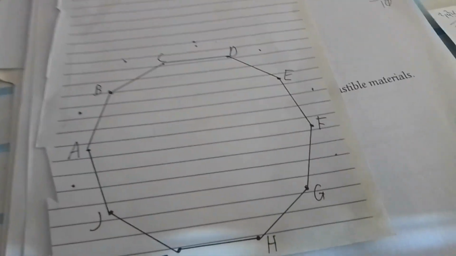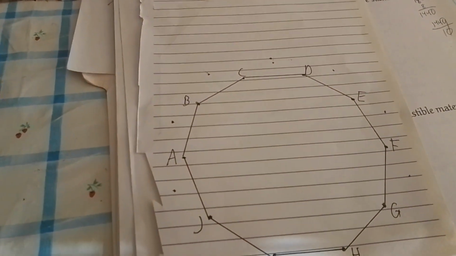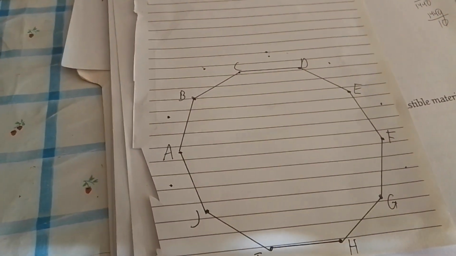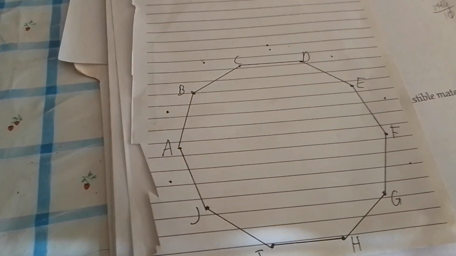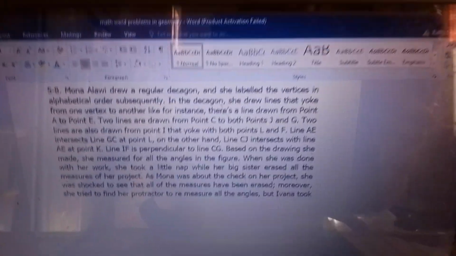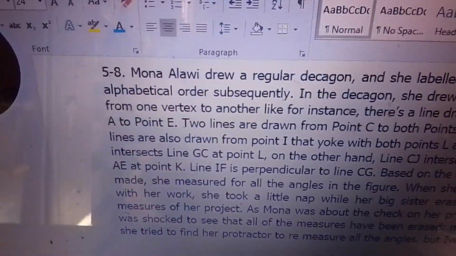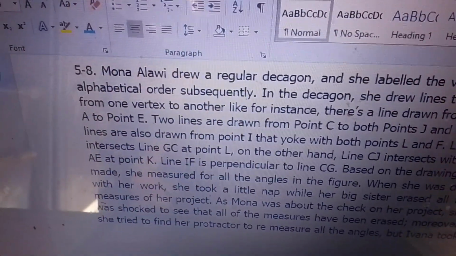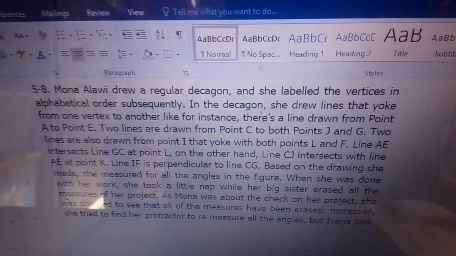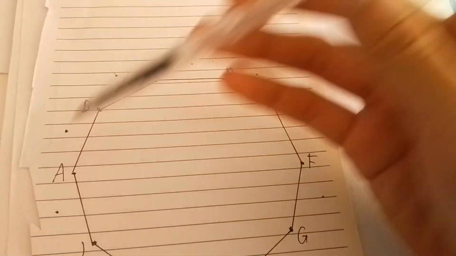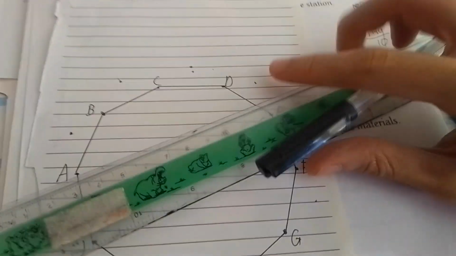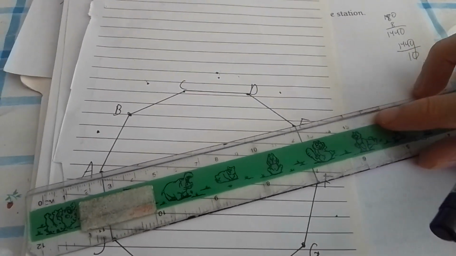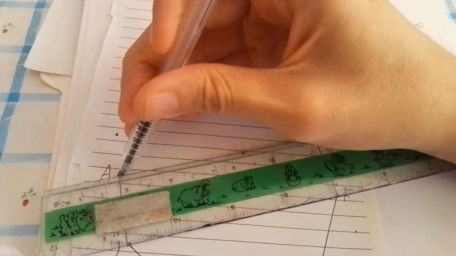Okay? Now, here's the part. Oh, by the way, you thought that decagon was just bare, but there's a problem that will be shown later. So just follow instructions as we read. Okay? It says here, she drew lines that join from one vertex to another. Like for instance, there's a line drawn from point A to point E. So remember, a line drawn from point A to point E. If this is point A and this is point E, then getting your ruler, we draw the line like this.